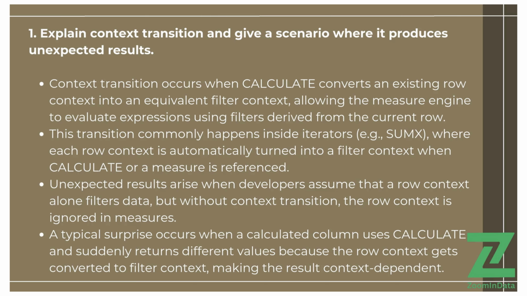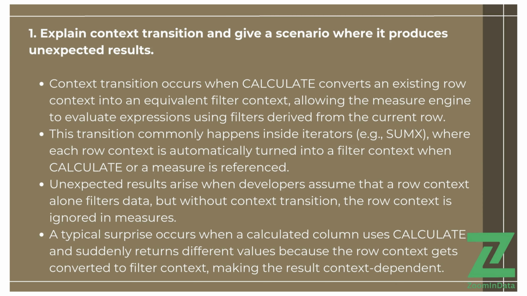First question. Explain context transition and give a scenario where it produces unexpected results. Context transition occurs when CALCULATE converts an existing row context into an equivalent filter context, allowing the measure engine to evaluate expressions using filters derived from the current row. This transition commonly happens inside iterators. Example: SUMX, where each row context is automatically turned into a filter context when CALCULATE or a measure is referenced.